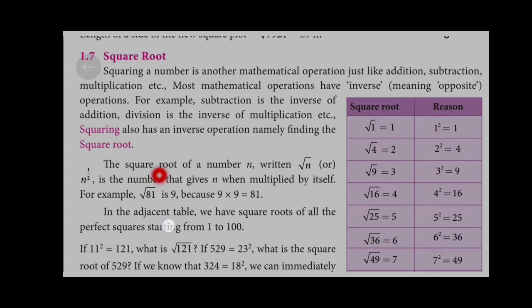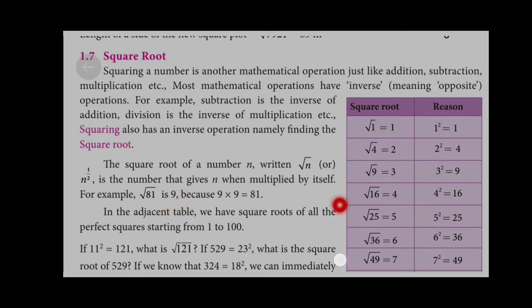The square root of a number n is written root of n, or n to the power of 1 by 2. Here one example is given. Root of 81 is 9. How? If you multiply 9 two times, 9 into 9, we get 81. So 9 nines are 81. The square root of 81 is 9.